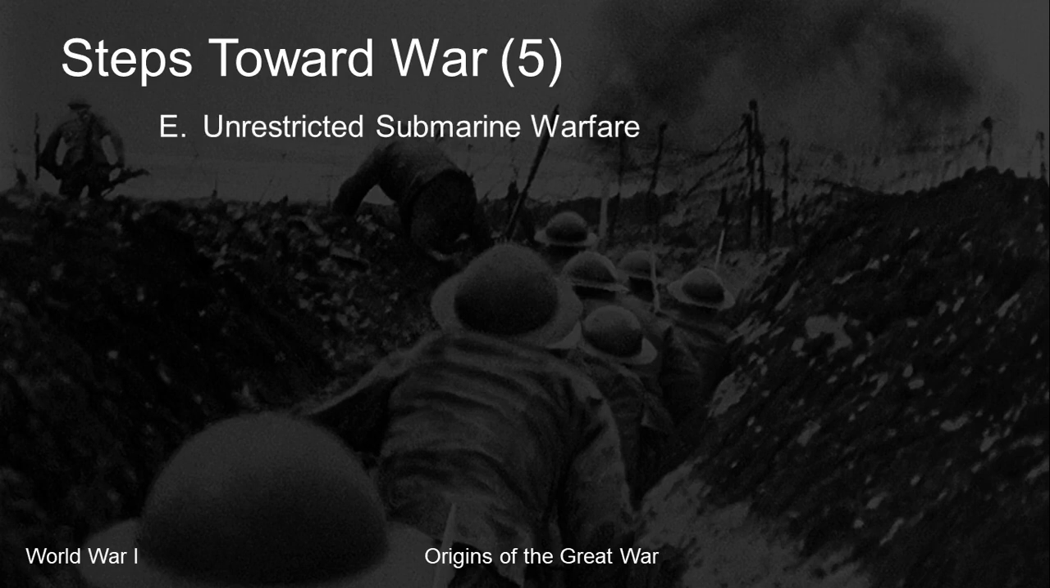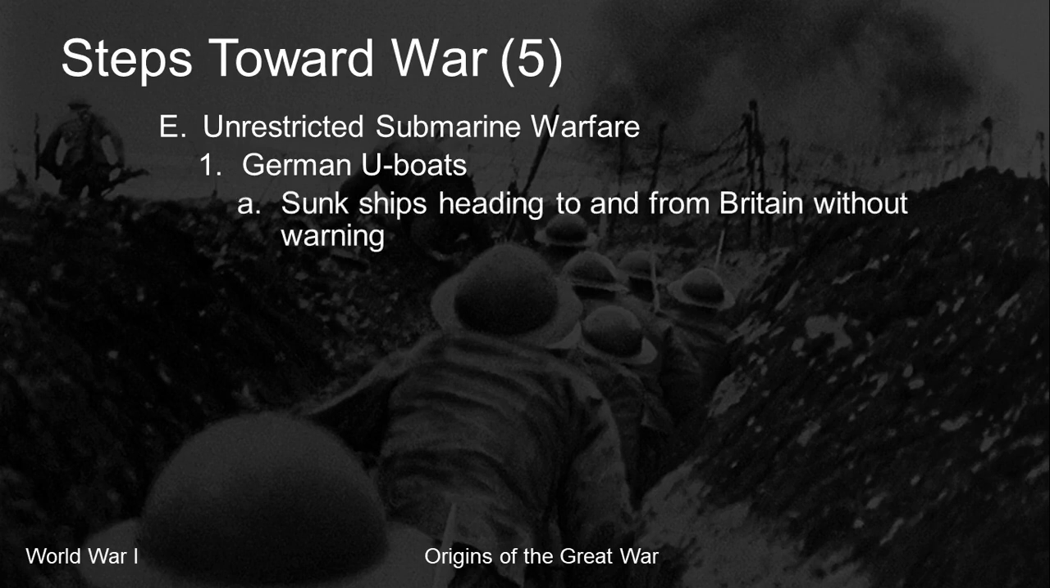the Germans were using something called unrestricted submarine warfare. Know this. Unrestricted submarine warfare is where the Germans, German U-boats, German Unterseeboats, German submarines, would go out into the Atlantic and attack ships headed toward Britain. The German plan was to starve Britain out.